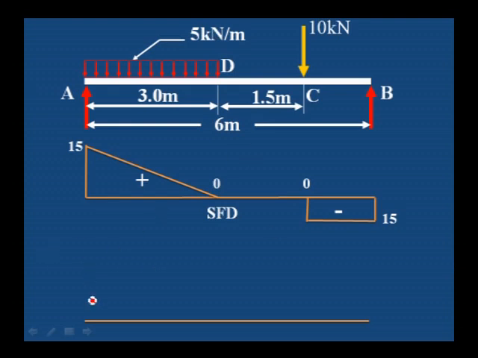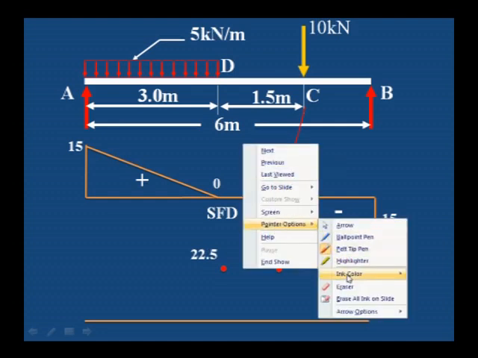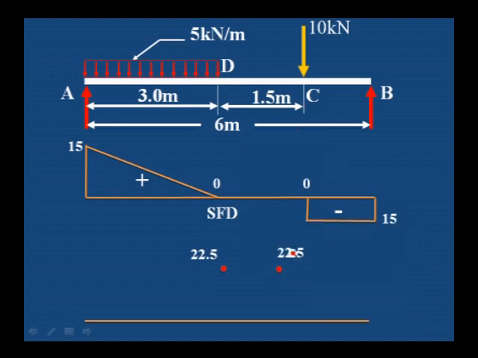For drawing the bending moment diagram, first draw the horizontal line and mark the salient point, that is C point. Project the C point and mark the value of bending moment, and then mark the value of bending moment at D point also.